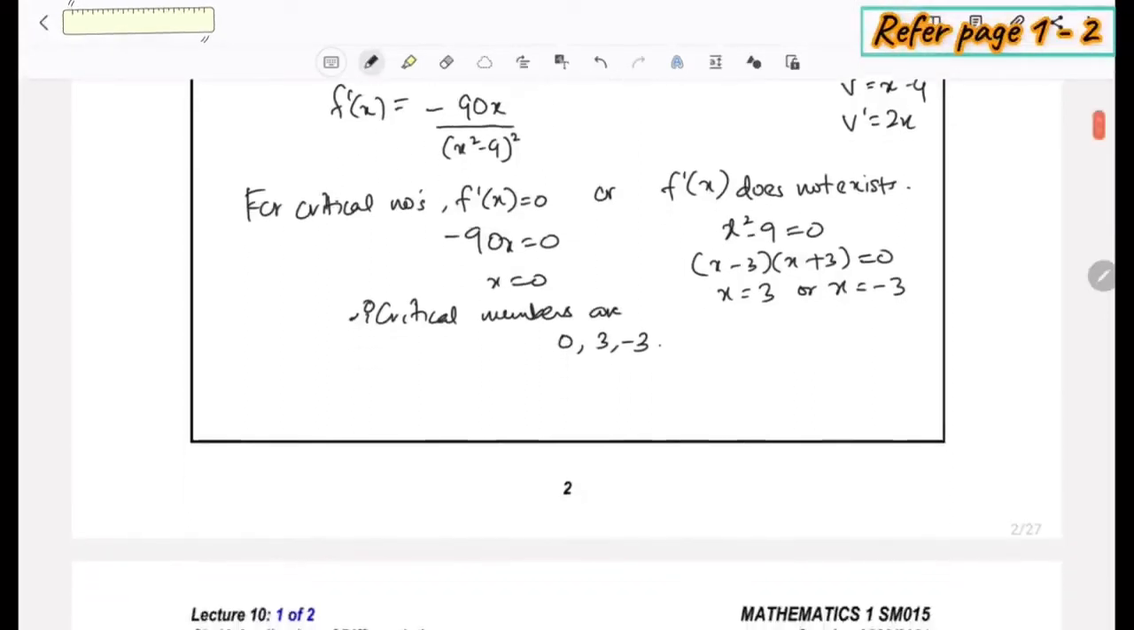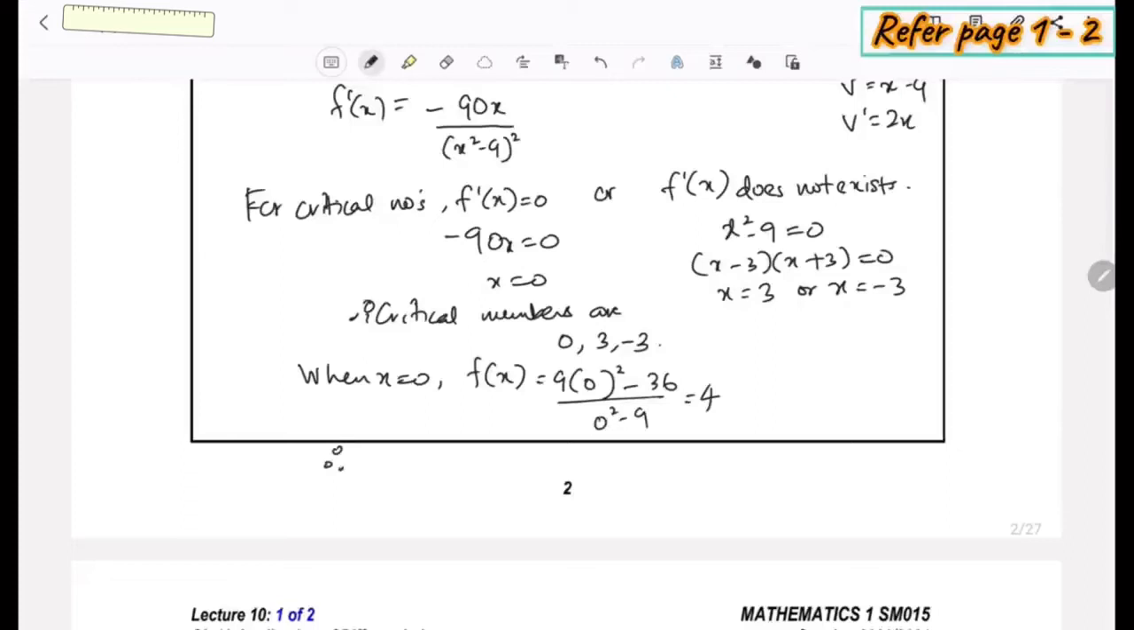Right. For critical points, we only have critical points when f prime x equals 0. So we need to get the corresponding value of f(x). When x equals 0, f(x) will be, substituting, 9 times 0 squared minus 36 over 0 squared minus 9. So we have 4. Hence the critical point is (0, 4).